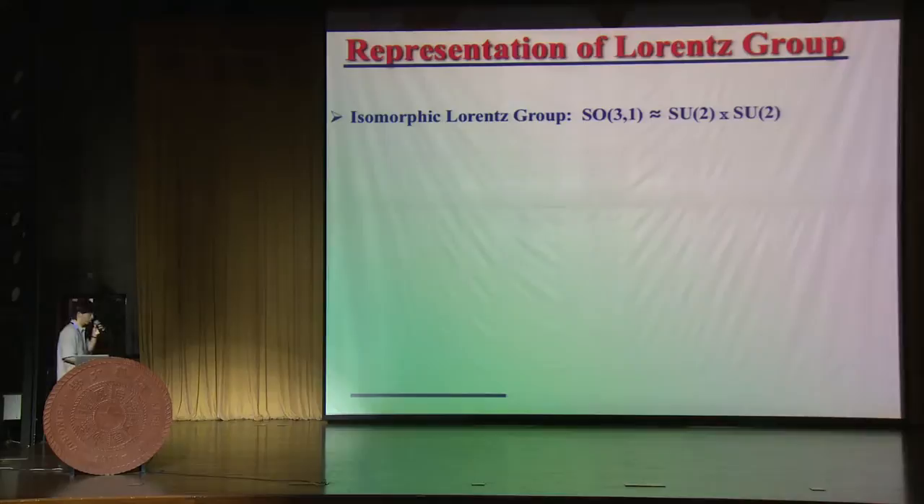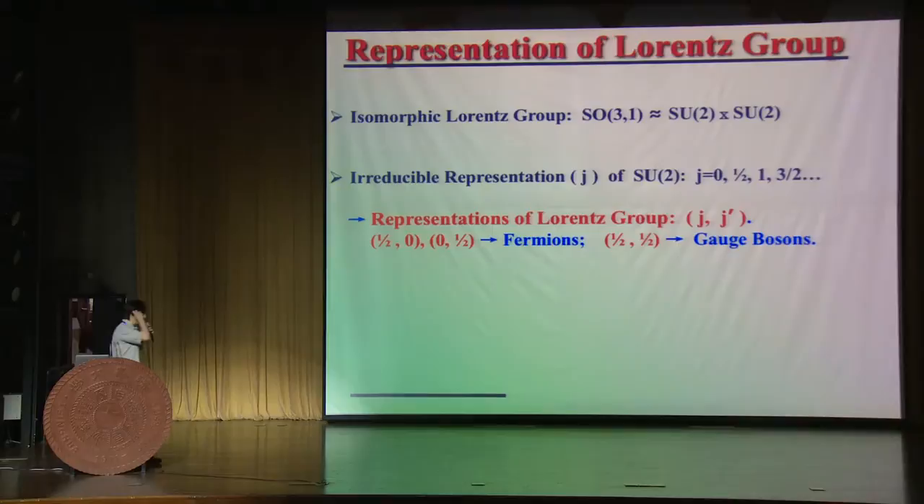We know that it is isomorphic to SU(2) × SU(2), and therefore the representation can be characterized by the quantum number of the SU(2) algebra, just the J, the half-integer. And with SU(2) × SU(2), we have just J and J prime. Then the different values of J and J prime give us something like a periodic table. The particles fit firmly into these representations. The well-known example is the quarks and leptons, the spin-1/2 fermions, which fit into the spinor representation. And the gauge bosons fit into the vector representation, (1/2, 1/2).